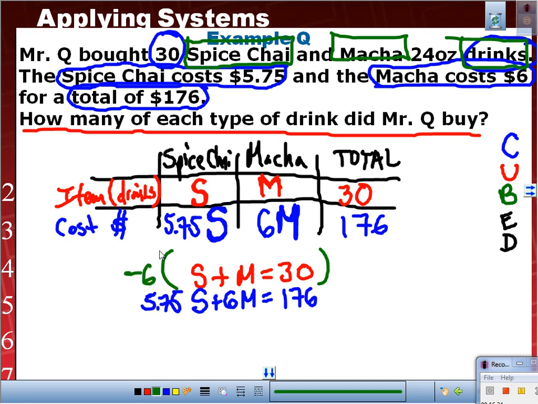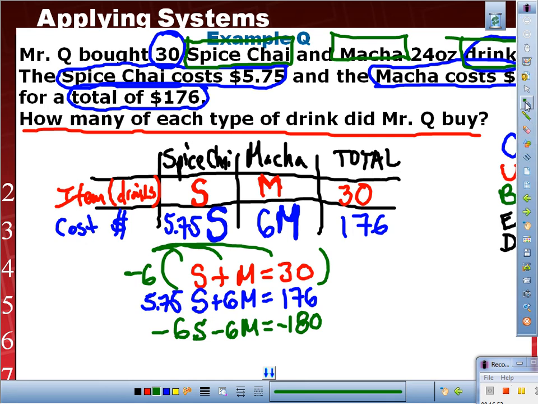Negative 6. Damn, you guys remind me of me in kindergarten. All right, negative 6S minus 6M equals negative 6 times 30, that's negative 180. All right, let me zoom in.